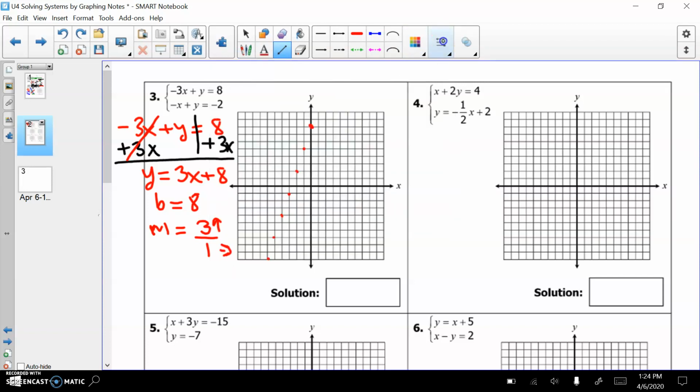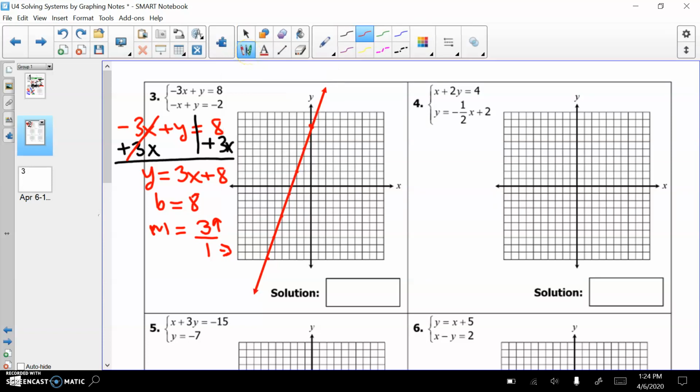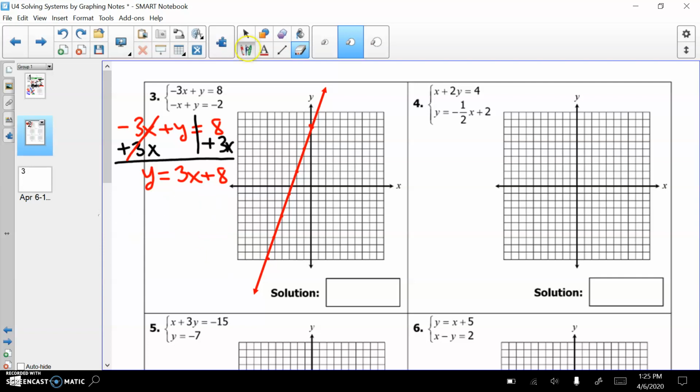Perfect. Let me see if I can get this nice and straight. Alrighty, so there's my red line. Now you have to do the same thing with the next equation. I'm going to erase this stuff so I have some room here. We'll do blue with this one.